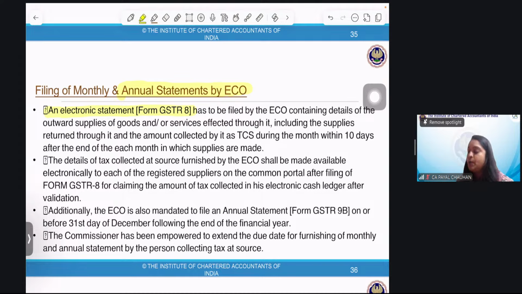by the proper officer. Now, an electronic statement in Form GSTR 8 has to be filed by the ECO containing the details of the outward supply of goods and/or services effected through it, including the supplies returned through it and the amount collected by it as TCS during the month, within 10 days after the end of each month in which the supplies are made. Okay. I'm the e-commerce operator. I'll file GSTR 8 where I'll show my outward supply. I'll less the return, whatever return I got, and then I'll deduct the TCS. Tell me one thing. Will the TCS be deducted on the GST element also?